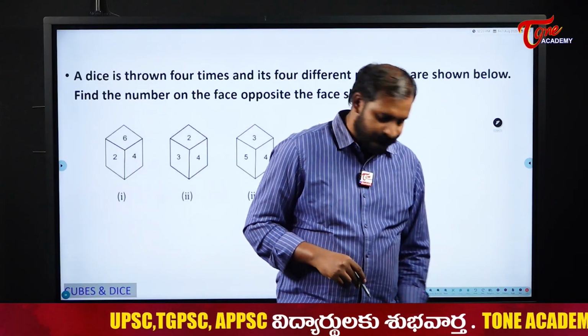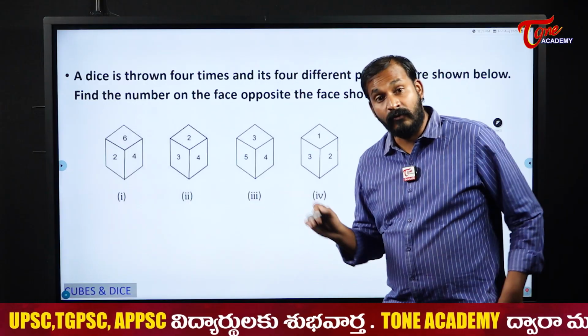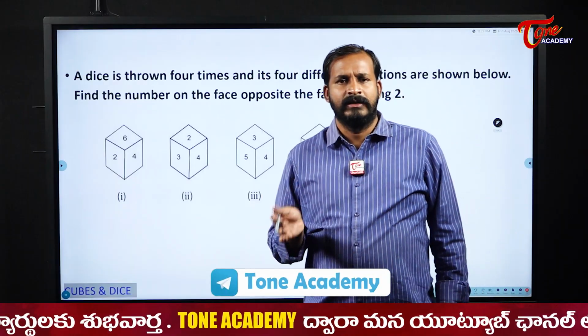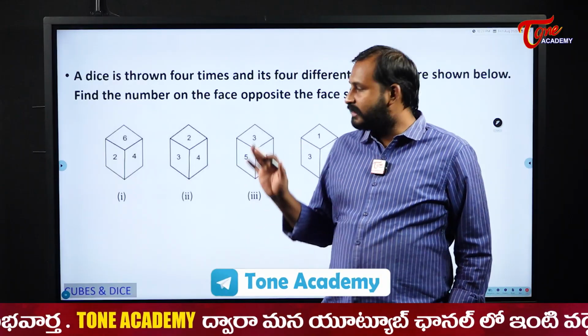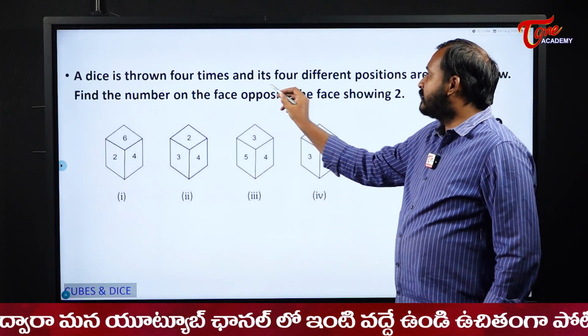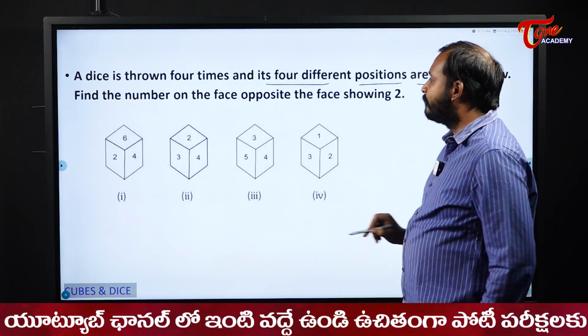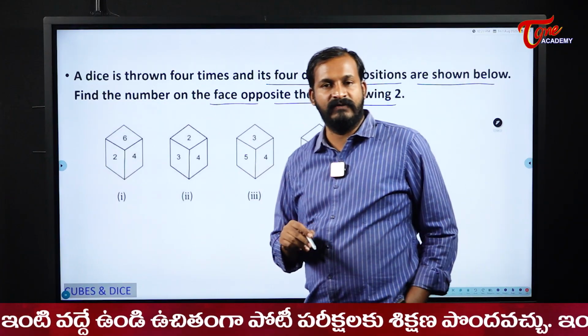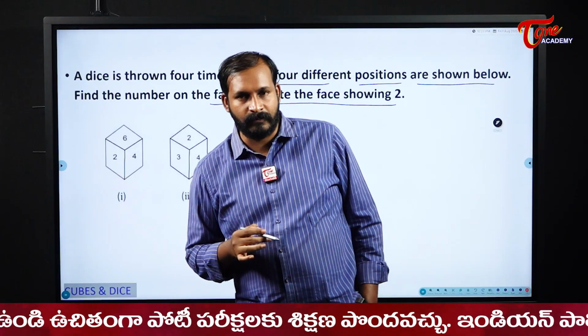Next, see the next one. Now see here, 4 projections are given. Whether they give you 4, 10 or whatever, our concept remains the same. These things are given just to confuse you. Now see here, 4 different positions are shown below. Find the number on the face opposite to the face showing 2. I need to tell which is opposite to 2.